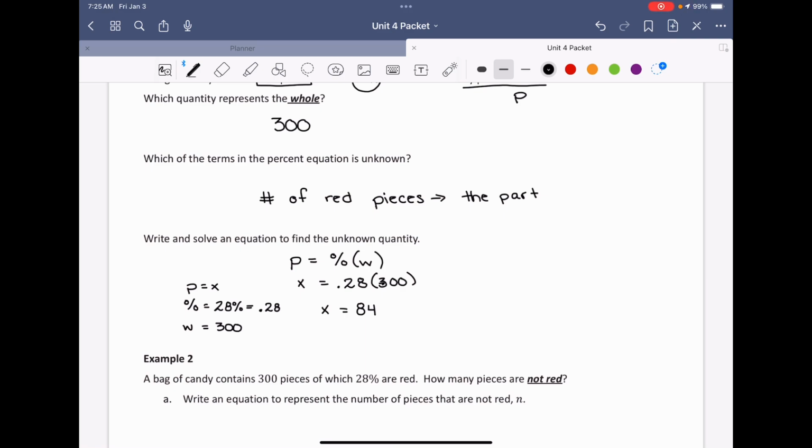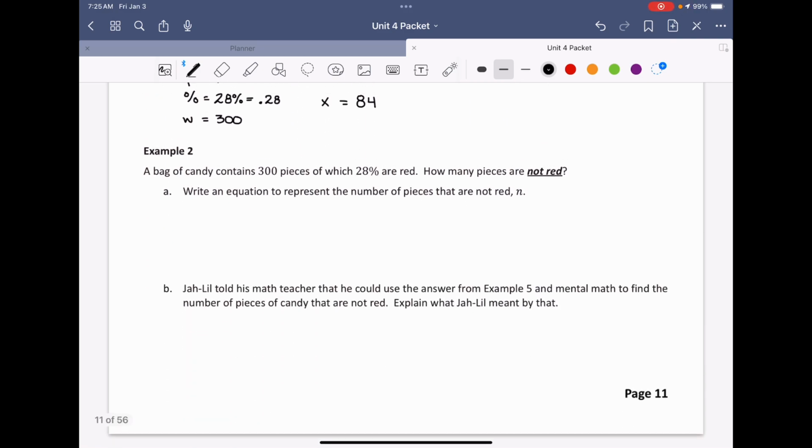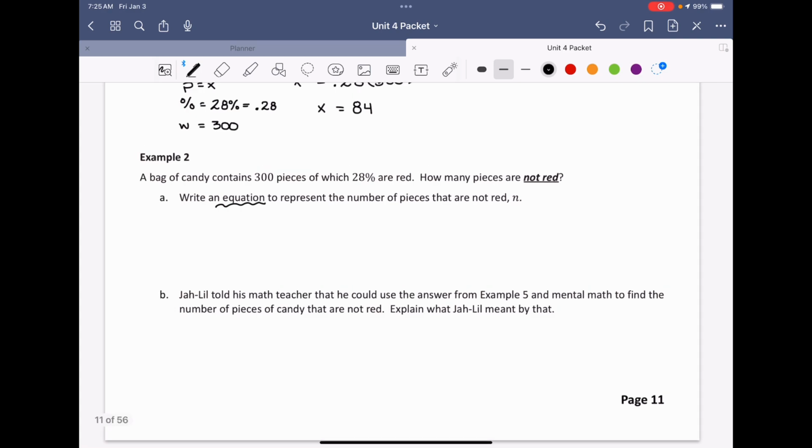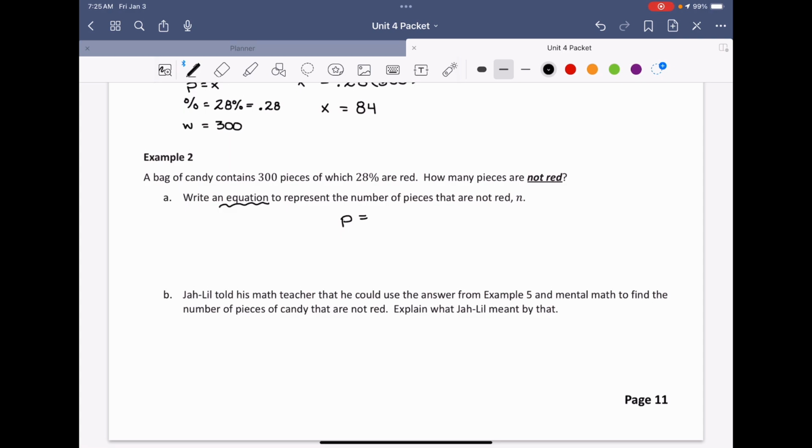Alright, example 2. This time it says a bag of candy contains 300 pieces, of which 28% are red. How many pieces are not red? It says write an equation to represent the number of pieces that are not red. Just keep in mind this says writing an equation, so we're going to use our part equals percent times whole equation. So box in our whole. And I'm just going to circle the percent here. 28% are red, and it wants to know how many pieces are not red.